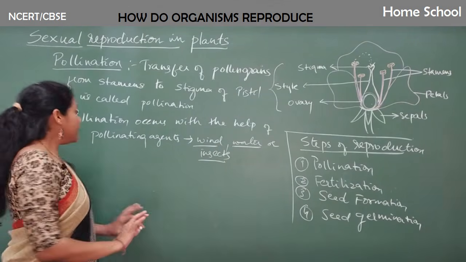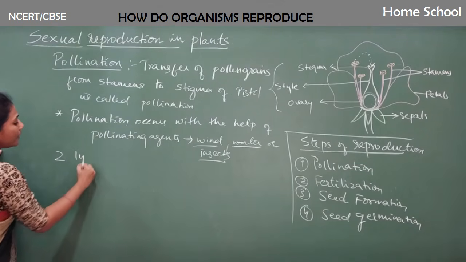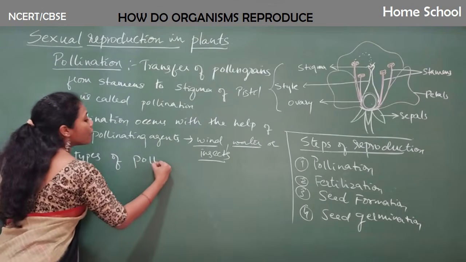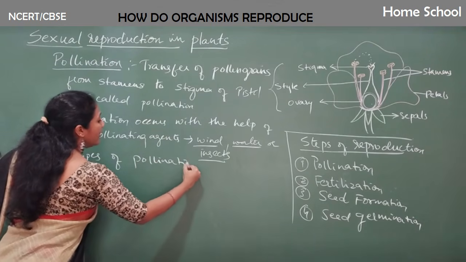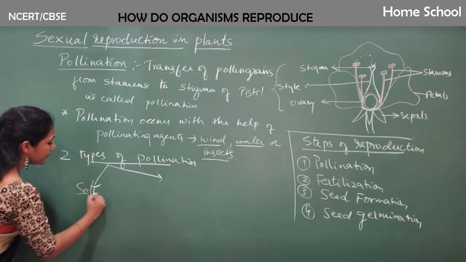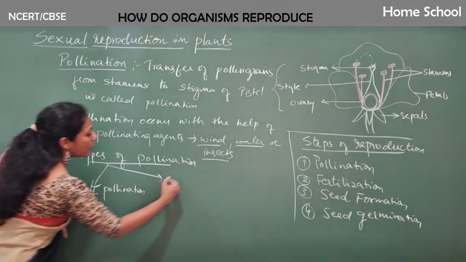Okay, and there are two types of pollination. Remember, this is very important for examination point of view. There are two types of pollination. Okay, and the first one is self-pollination, and the other one is cross-pollination.